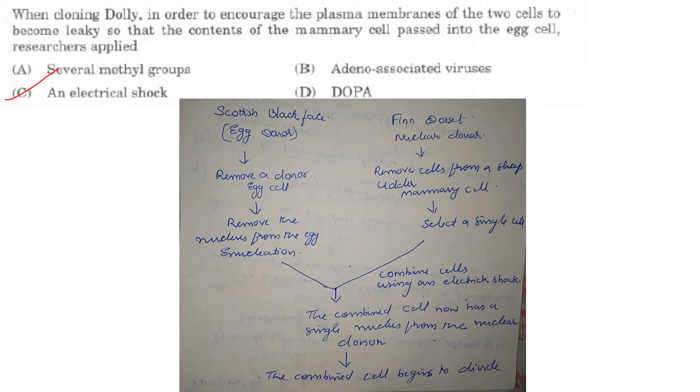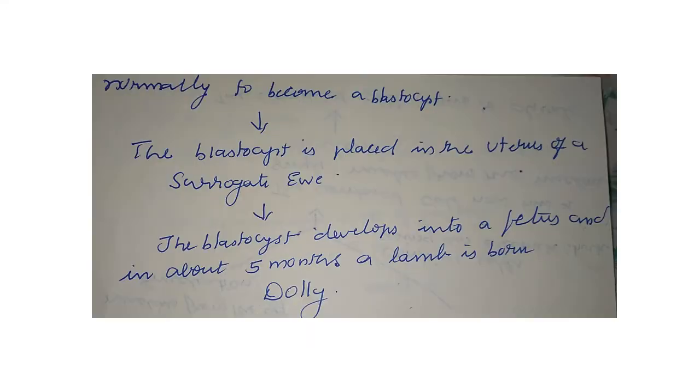Okay, then coming to how they created Dolly. The combined cell now has a single nucleus from the nuclear donor. The combined cell begins to divide normally to become the blastocyst. The blastocyst is placed in the uterus of a surrogate ewe. The blastocyst develops into a fetus, and in about 5 months a lamb is born and is named Dolly. So that was how Dolly was created.